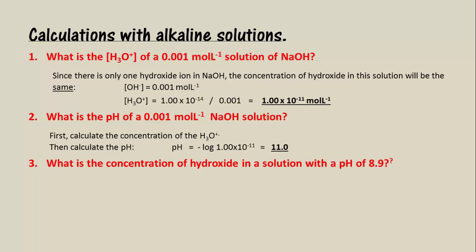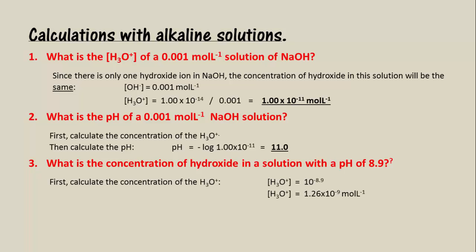Here's a doozy. What is the concentration of hydroxide in a solution with a pH value of 8.9? How do you deal with this? A little bit harder now, let me show you how. First, you need to take the value you do know, which is the pH value, and apply the inverse relationship to calculate the concentration of the hydronium ions. So shift log negative 8.9 gives you the concentration of the hydronium ions of 1.26 times 10 to the minus 9 moles per litre.